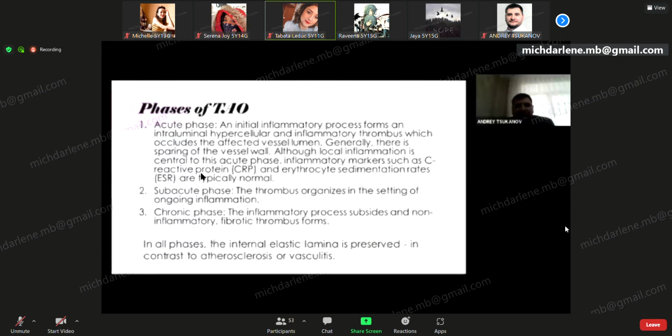Subacute phase. The thrombus organizes in the setting of the ongoing inflammation. Chronic phase. The inflammatory process subsides and a non-inflammatory fibrotic thrombus forms. In all phases, the internal elastic lamina is preserved, in contrast to atherosclerosis or vasculitis.